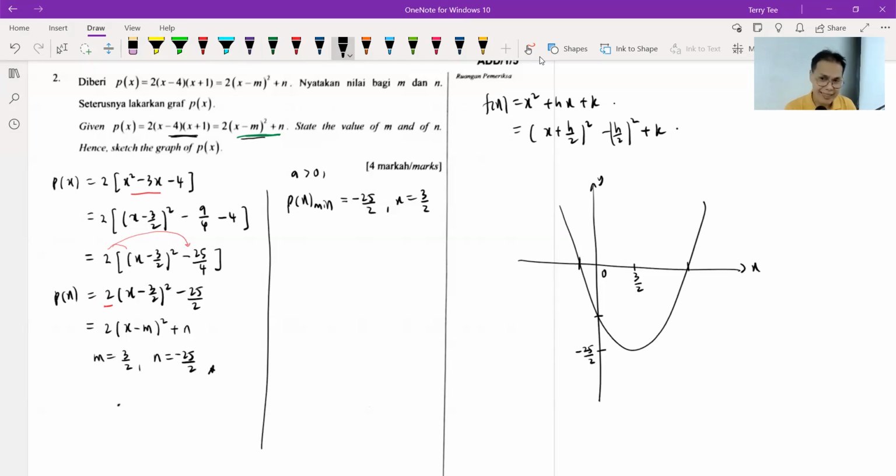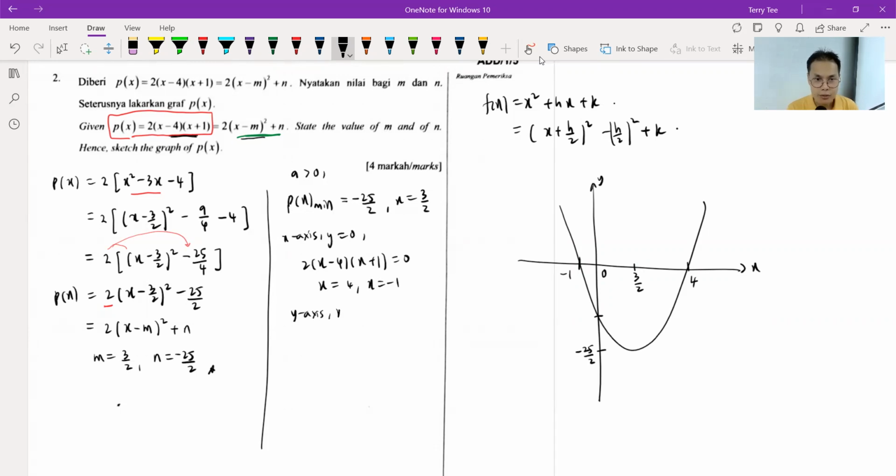Now, for the x-intercept, don't bother working too hard because we already have the factor form, right? We know at the x-axis, your y is 0. Your 2x minus 4, x plus 1 is now 0. The roots are 4 and minus 1. That means this is minus 1 and this is now 4. Okay, we just have to find the y-intercept.